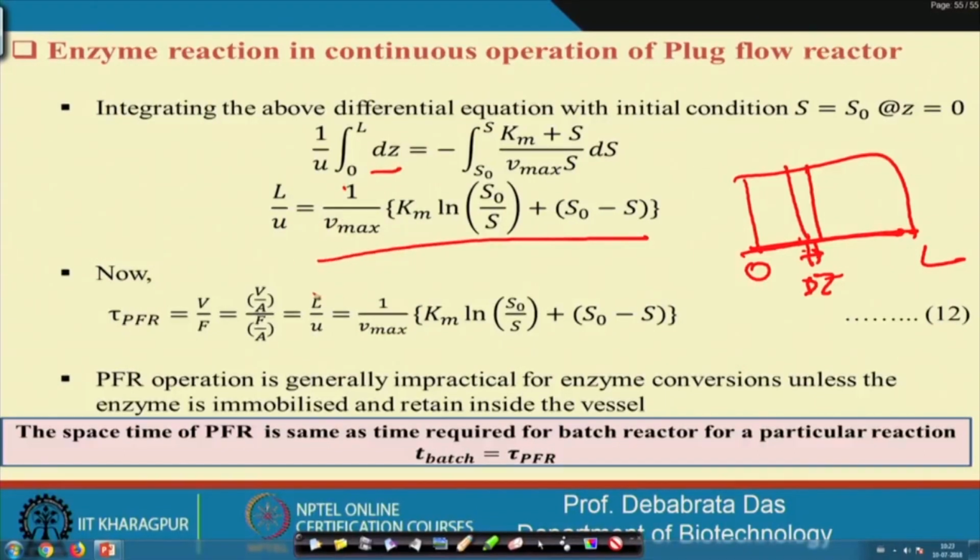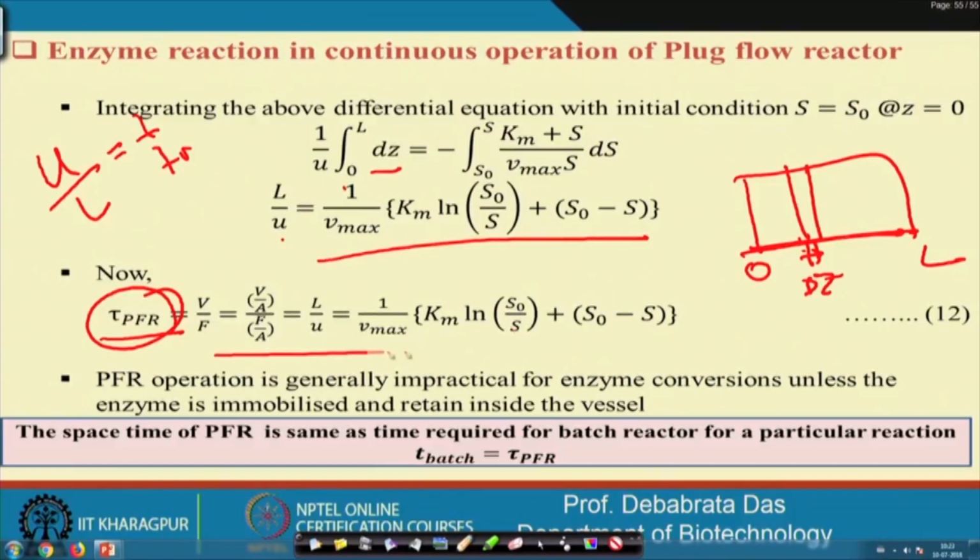If you look at this equation, U is the velocity, L is the length. Then L by U will be equal to the time. Am I right? L by U is the time. So, tau for the plug flow reactor means space time in the plug flow reactor. How long the liquid remains in the reactor to convert S0 into S can be explained like this.